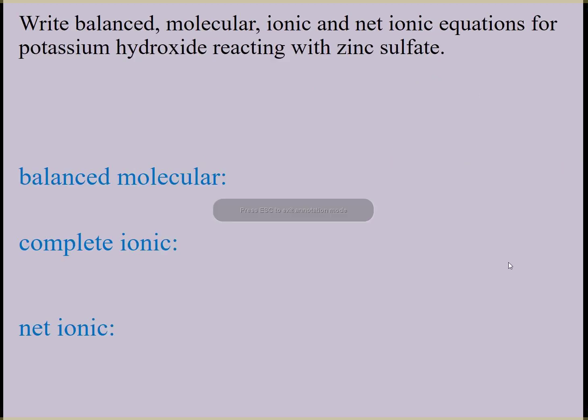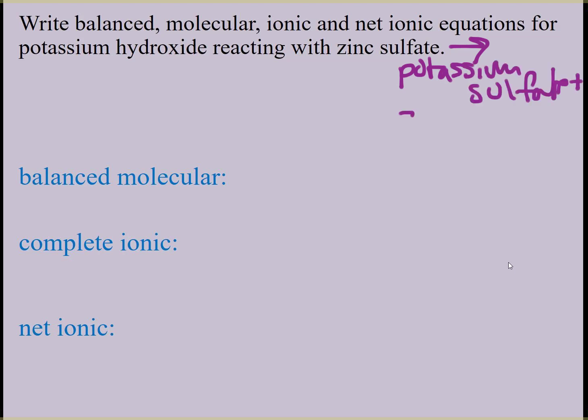Okay, let's do a problem where we write the reaction from just a word problem. So we have potassium hydroxide reacting with zinc sulfate, and this one is going to be a double replacement. So I'm going to get potassium sulfate, and I'm going to get zinc hydroxide.